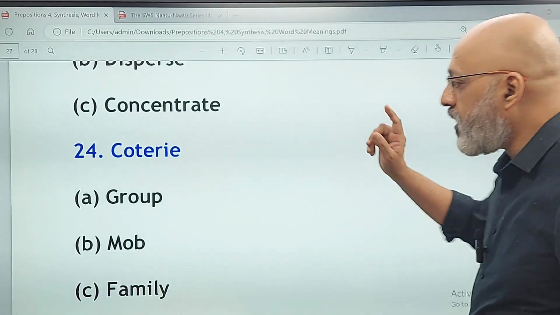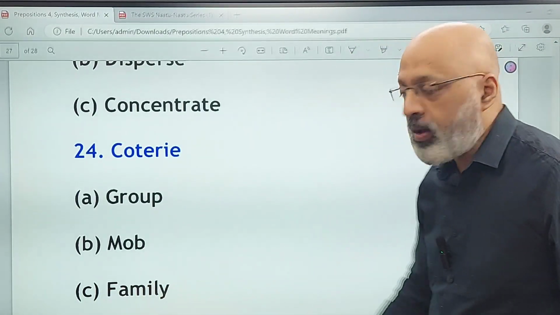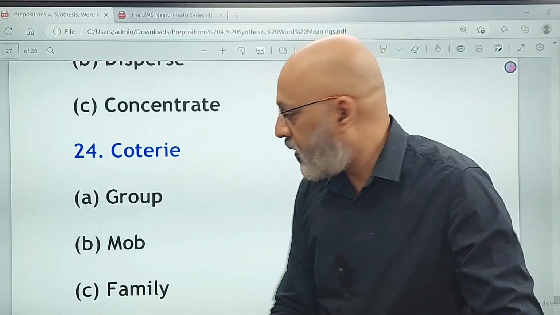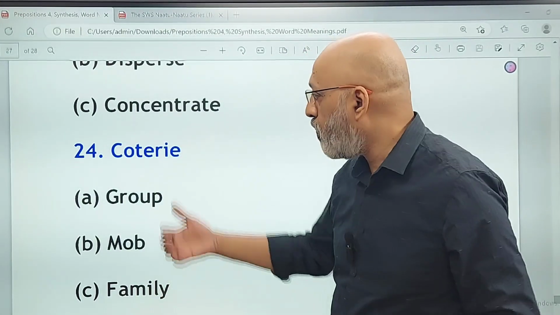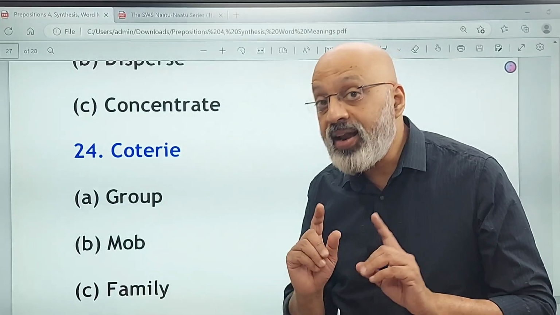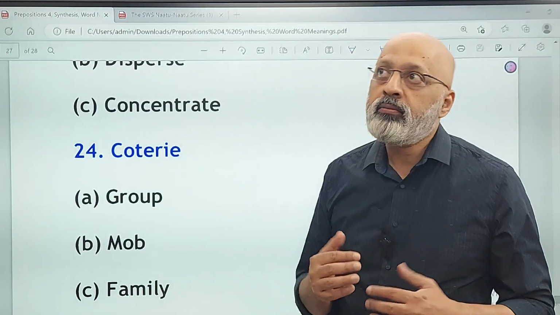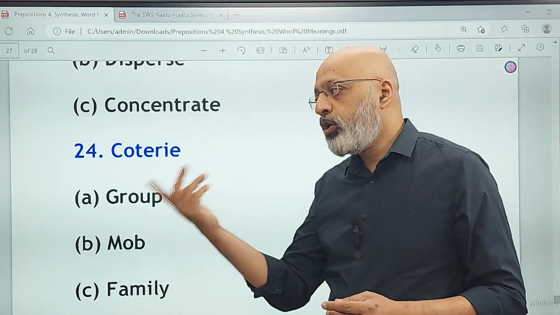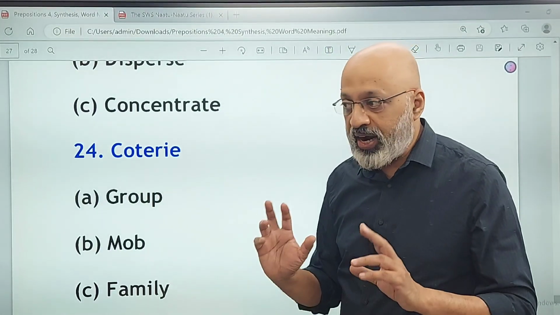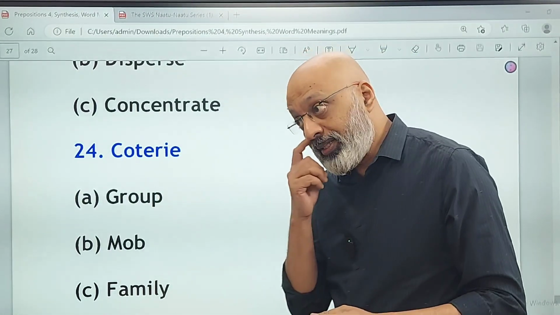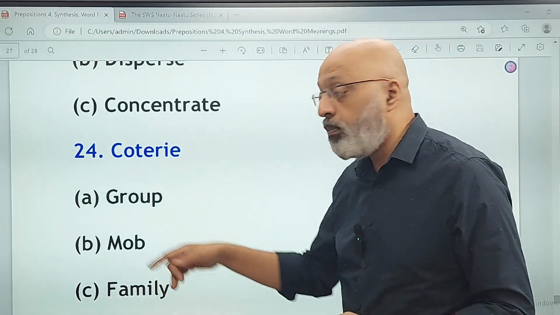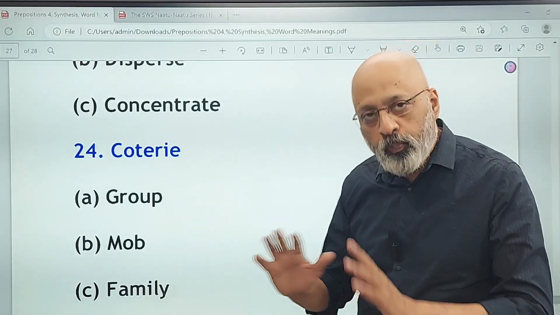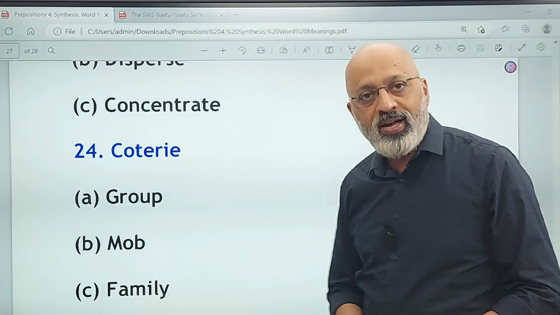Coterie, does it mean a group, a mob, or a family? Now all three, if you see, are talking about a group of people. Mob, family, and group. But coterie, mob has a negative connotation. Coterie usually does not have a negative connotation. Though you say, oh, there was a coterie around the chief minister, which was kind of influencing all decisions. So in that sense, it can be used in a negative sense, but mob has more of a violent character to it. Family is, of course, different. So group of people will be referred to as a coterie.